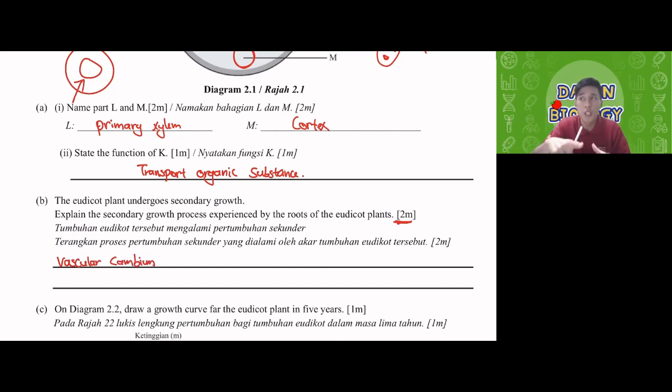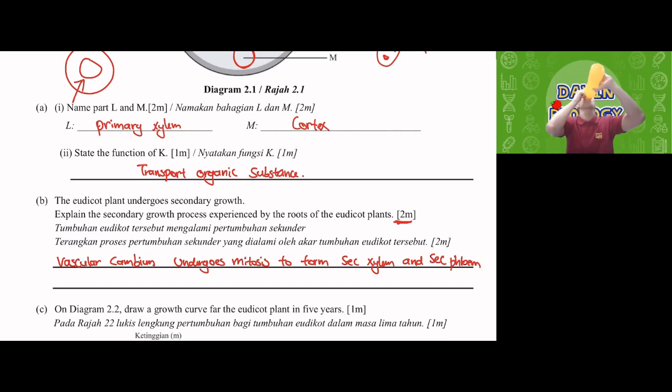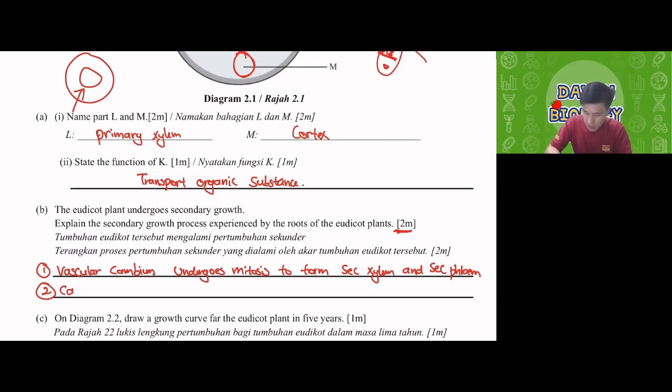The word cambium ring we only use in an essay, when explaining the whole process. Other than that, you just write the general name, vascular cambium, good enough. Vascular cambium undergoes mitosis to form outer and inner, which is secondary xylem and secondary phloem. You can also say that no matter what plant you are, as you undergo secondary growth, and causing the root to increase in diameter.